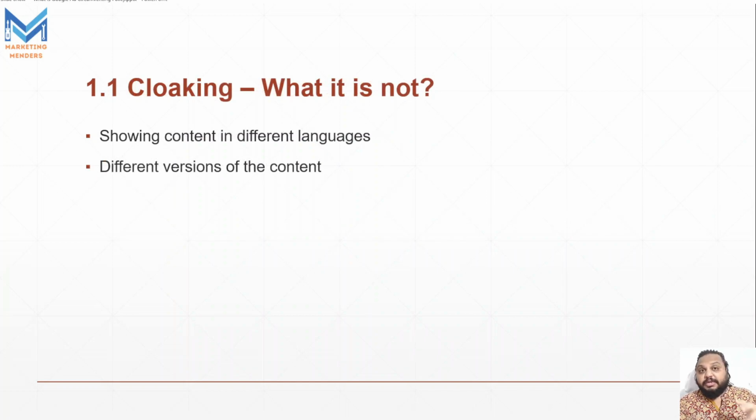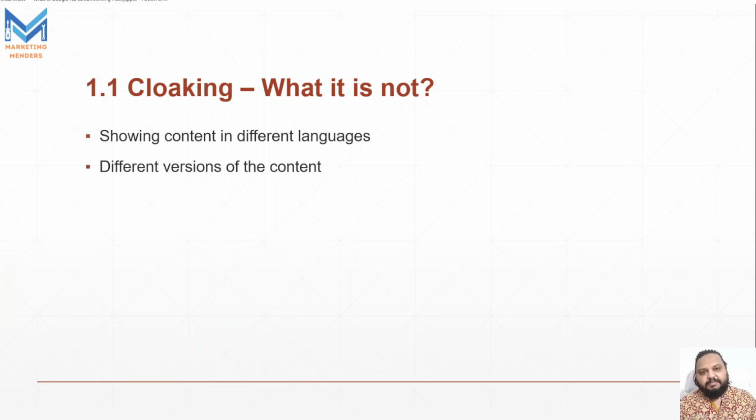What cloaking is not, this you also should understand: showing content in different languages. Let's say you have created different versions of your website in different languages because you are present in multiple countries. People residing in Brazil can see the website in their language. People residing in Peru can see it in their language. Indonesia in their language, like that. The only component which you have changed is the language. The rest of the content is the same on your website, so that will not be counted as cloaking, or a different version of the content.